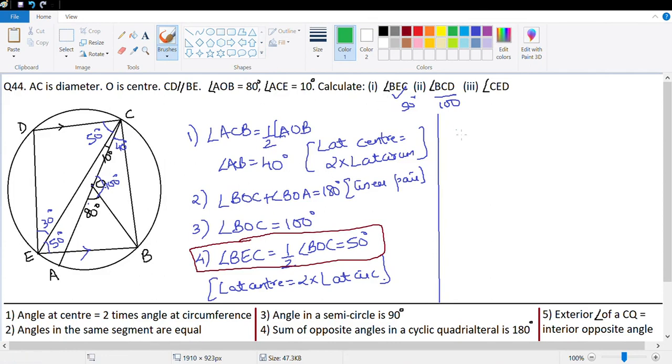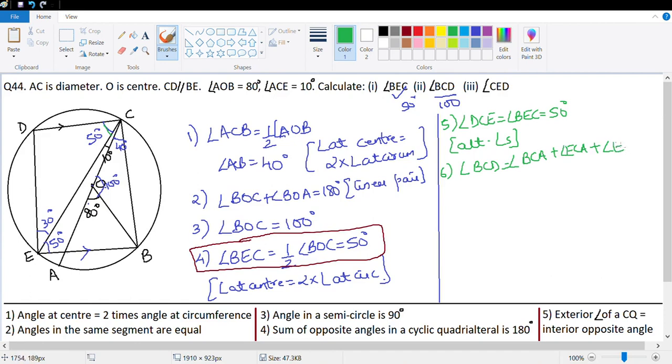BCD. Okay, so for that I need to make this angle 50. This is point number 5. Angle DCE is equal to angle BEC, which is equal to 50 degrees. Reason: alternate angles, which means angle BCD is equal to angle BCA plus angle ECA plus angle ECD, which is 40 degrees plus 10 degrees plus 50 degrees, which means angle BCD is equal to 100 degrees. So that's the second part of the question done.